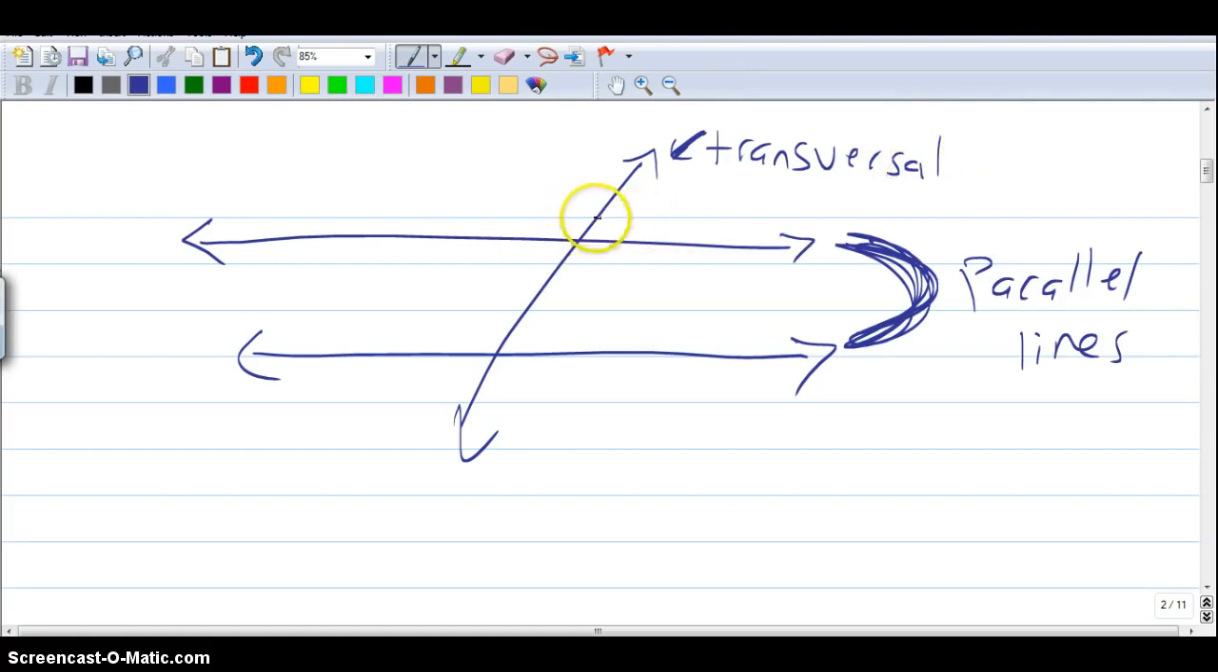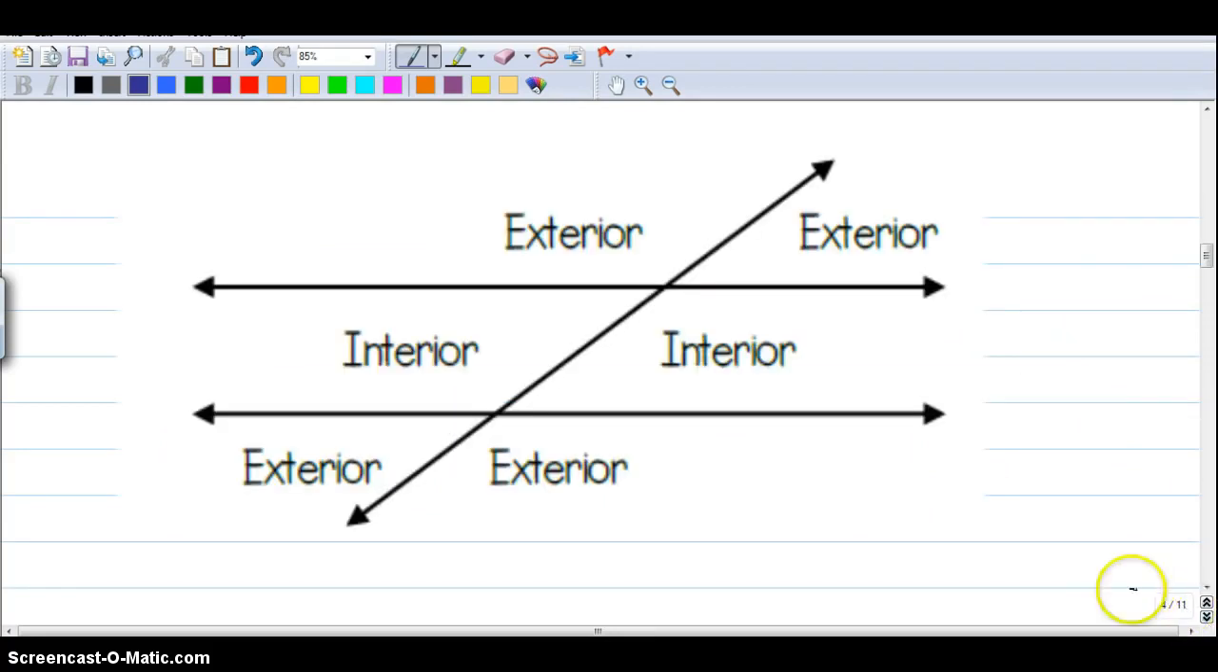Now, when this happens, there are 8 angles. There's 1, 2, 3, 4, 5, 6, 7, 8. 8 angles, and they all have a bunch of different properties, and you need to learn them. There's different definitions for all of them, and that's what we're going to be going over in this section of the notes. This picture here is really helpful because we're going to be going over words like exterior and interior, and you need to understand what it means.